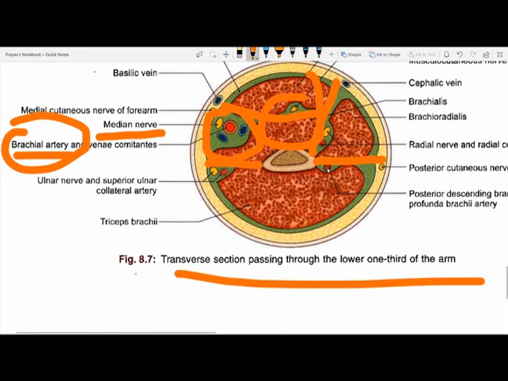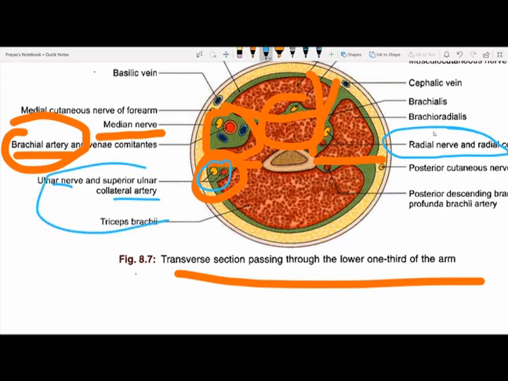And you can see this is interesting. At the medial part we have the ulnar nerve and superior ulnar collateral artery, and at the lateral part we have the radius, radial nerve and radial collateral artery. So the nerve supplying the radius and the nerve supplying the ulna are in opposite directions to each other. One is at the medial side and another is at the lateral side. Basically these represent the positions of the radius and ulna.